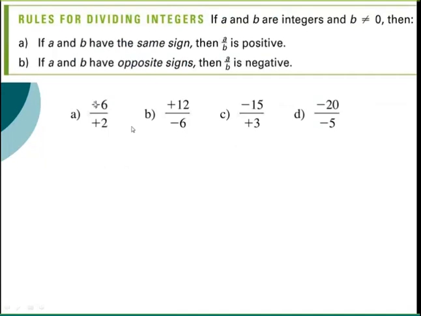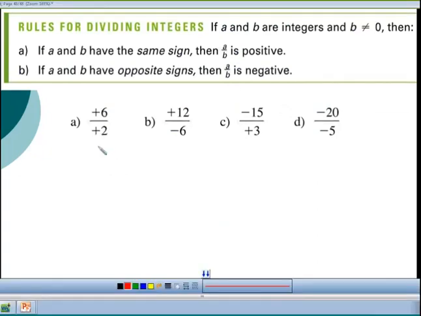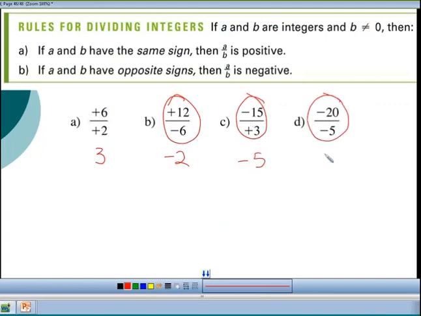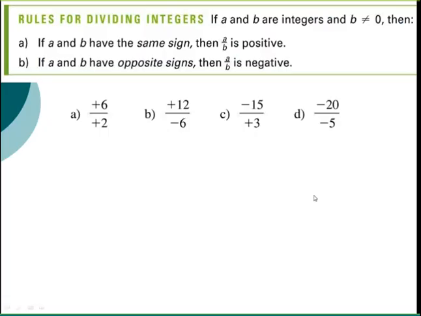If I have same signs, the answer is positive. If I have opposite signs, the answer is going to be negative. So positive divided by positive is going to be positive. So here we're going to get positive 3. Here we have opposite signs, so it's going to be negative 2. Here we have opposite signs, so it's going to be negative 5. Here we have same signs, so it's going to be positive 4. You don't need to put the plus sign, but the answer is 4. Okay? So same exact sign rules as multiplication.